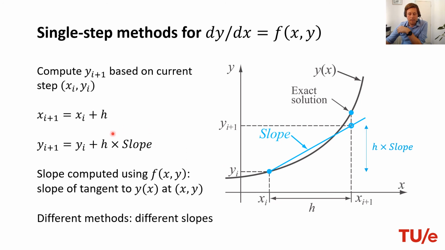And how these slopes are defined is different for different methods. That will become much more clear when we look at specific methods, but it's good to keep this in the back of your head. So for each of these methods, what we do is simply update the solution by taking the old value and adding to this a resolution multiplied with a slope.